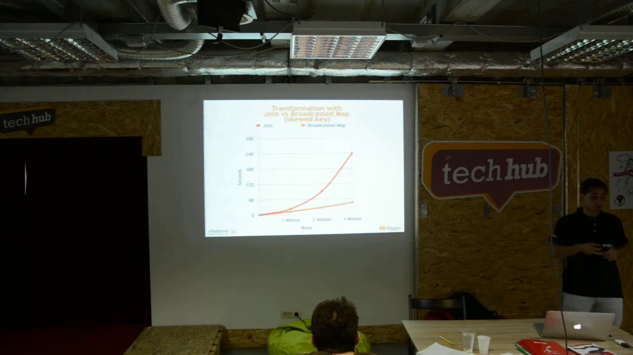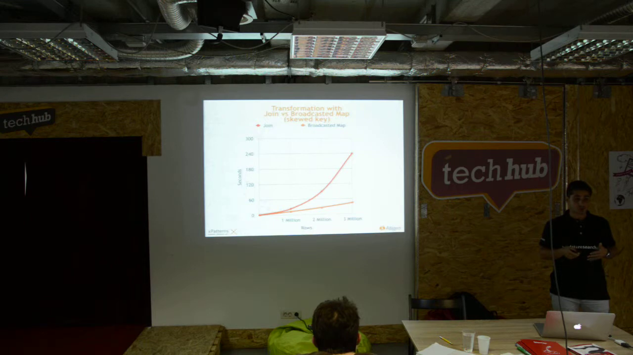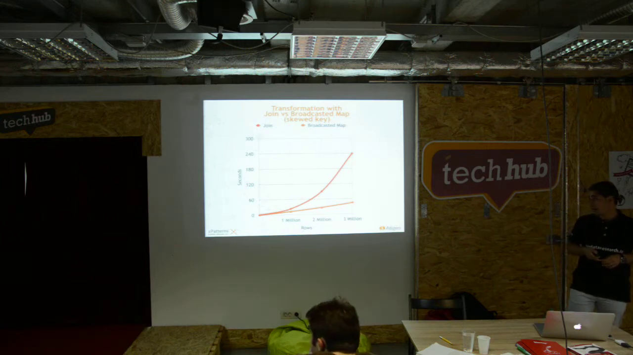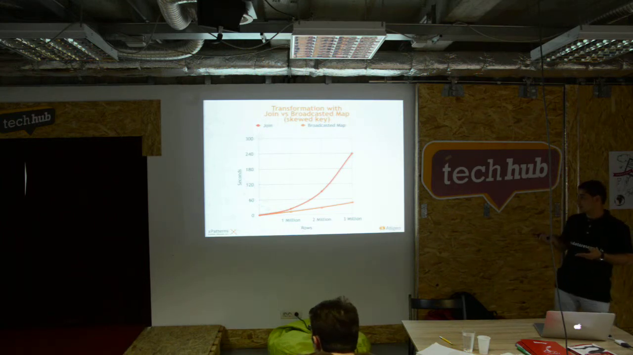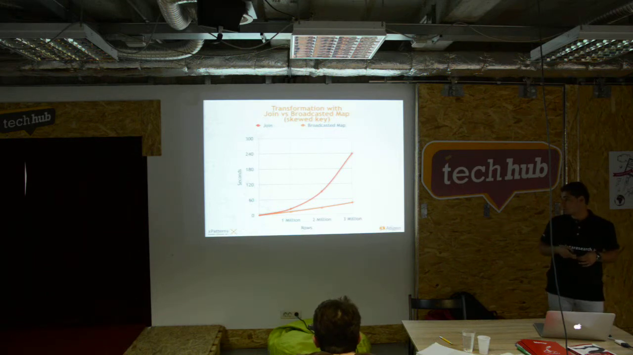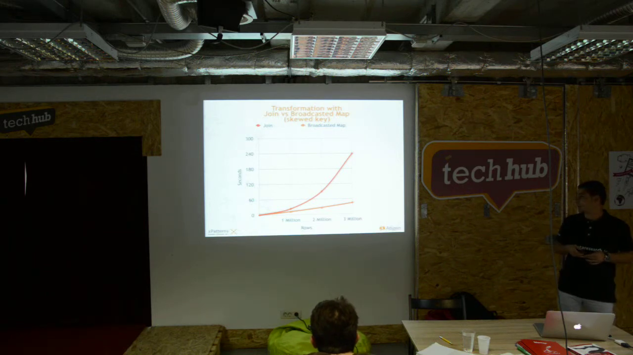Now I want to show you a chart with the running times for both presented versions of the transformation. As you can see, the broadcasted map version is much quicker and also looks linear, in contrast to the join transformation, which looks exponential. However, this only applies when we have a skewed key distribution.